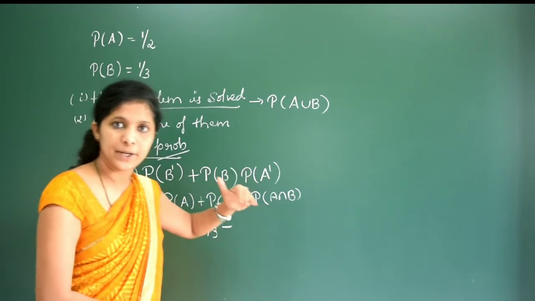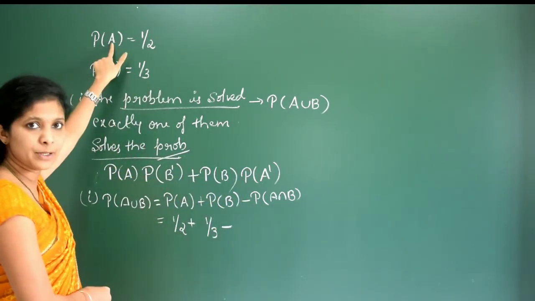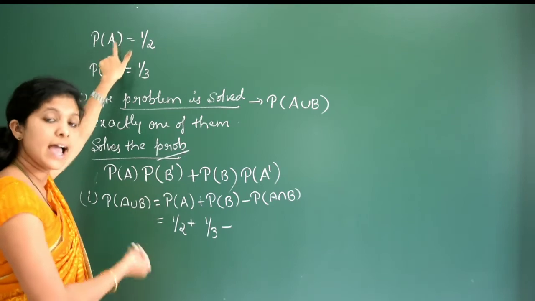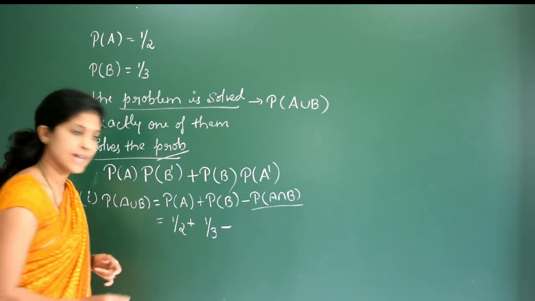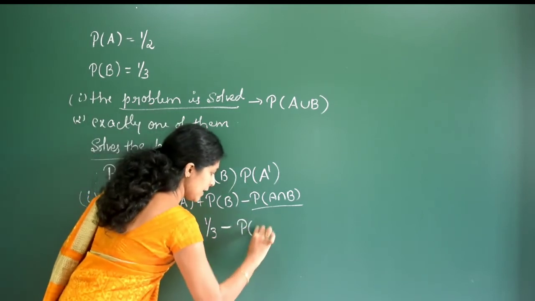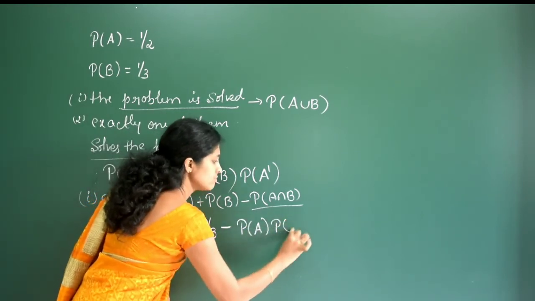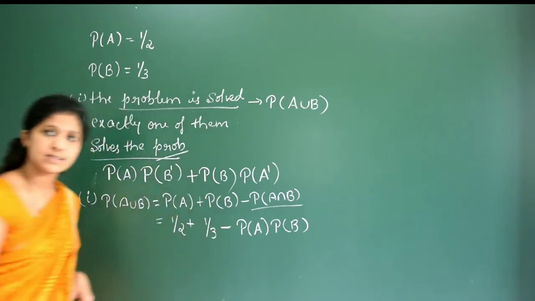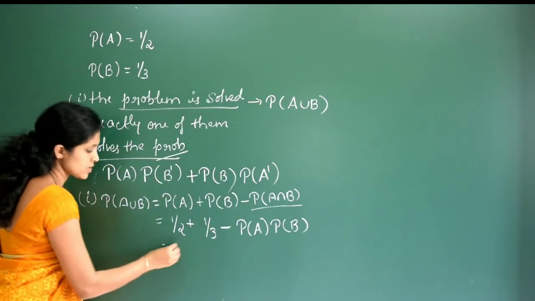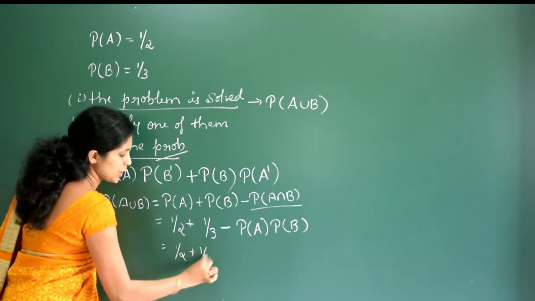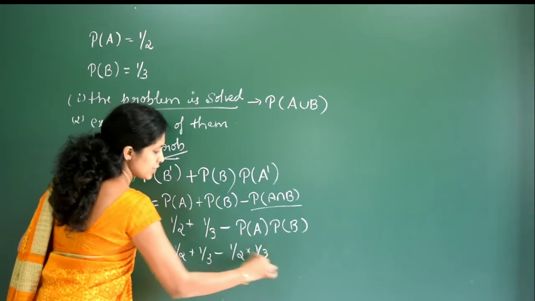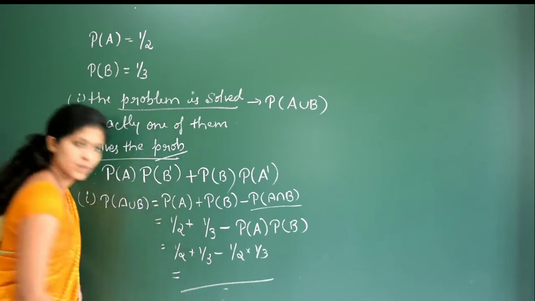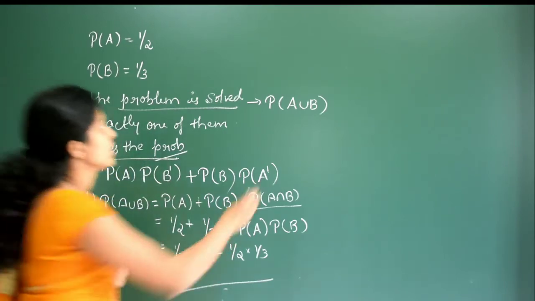Since they are independent, I mean the events of solving the problem by A and B are independent, we can write P of A intersection B as P of A into P of B, right? Now just substitute the values: 1 by 2 plus 1 by 3 minus, probability of A is 1 by 2 into 1 by 3, and simplify and write the answer. Okay, this is for the first one. Now the second one.